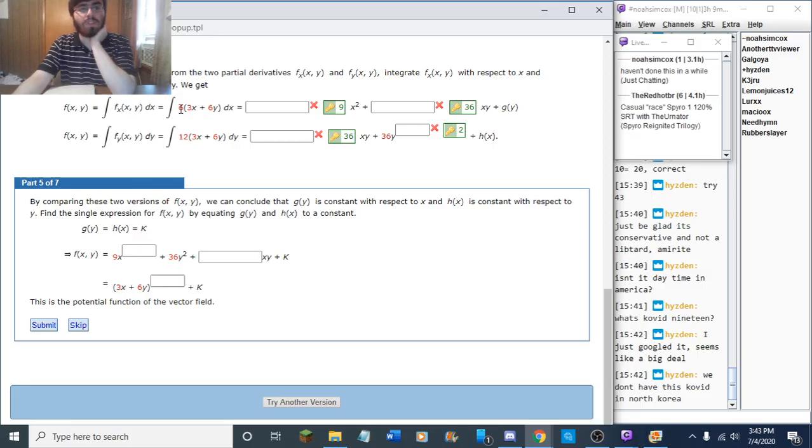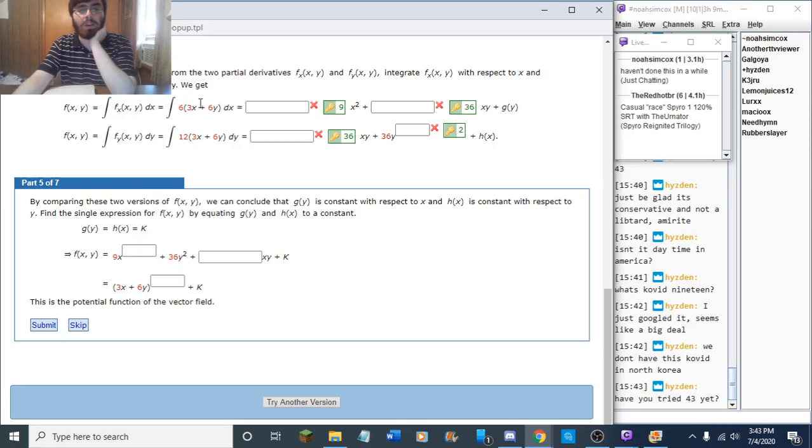Wait a minute. So integrating with respect to x, you have x squared divided by 2, which is 3 halves, multiplied by 6 is 3 times 3, which is 9. Okay, I see.